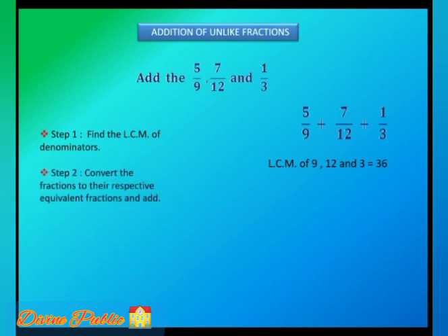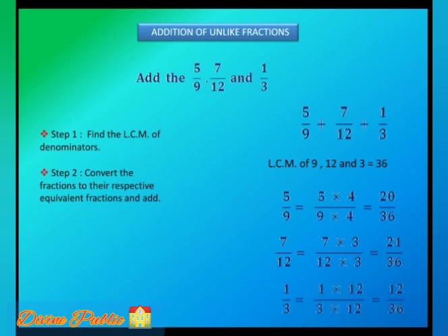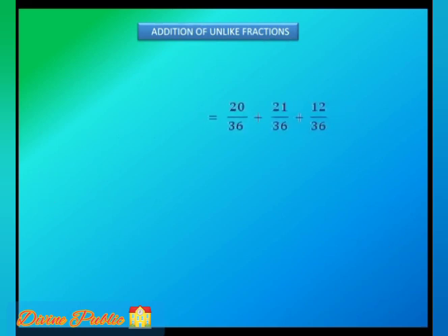Then we will convert the fractions to their respective equivalent fractions, and then we will add them together. One by one we will convert all the fractions into equivalent fractions. So 5/9 is equivalent to 20/36. Similarly, 7/12 is equal to 21/36, and the same as 1/3 equals 12/36. So now all the fractions have the same denominator.